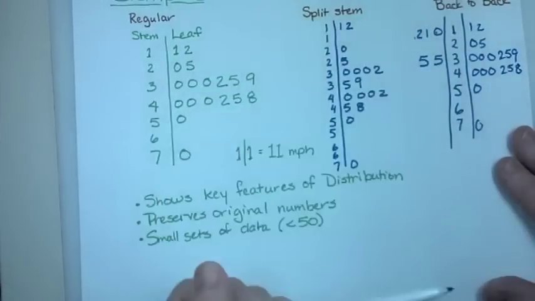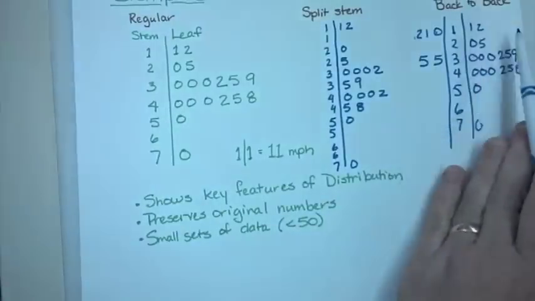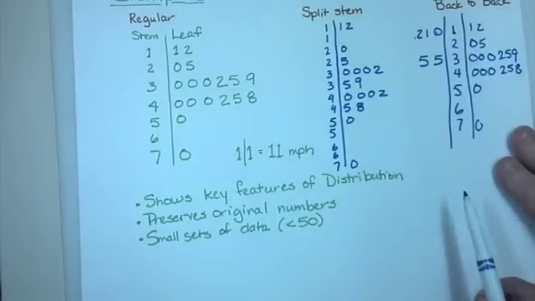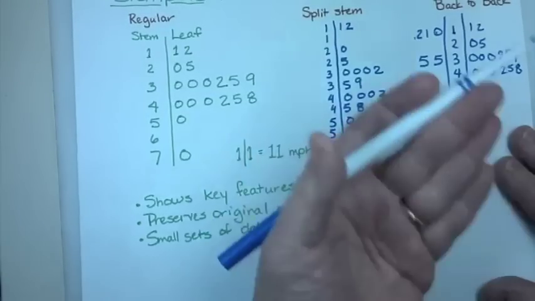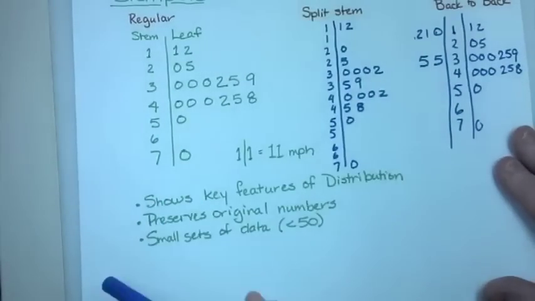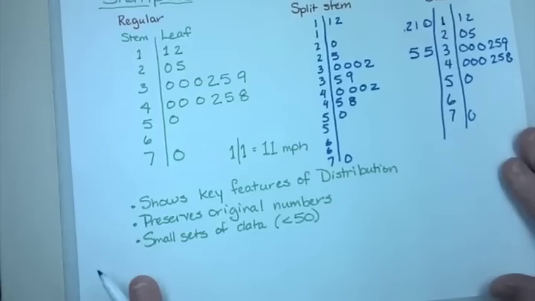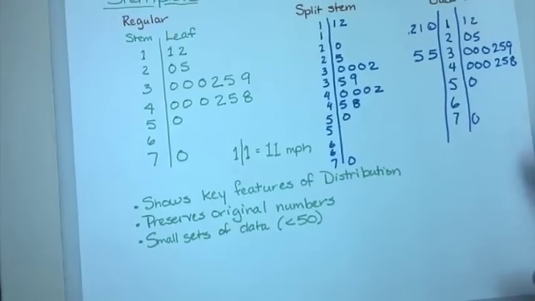Okay, and they're used to compare because you can see the shape of the different sides, and compare. Maybe one's faster than the other, maybe one's bimodal and the other one has a normal distribution. And those are the things that you can see on a back-to-back stem plot.